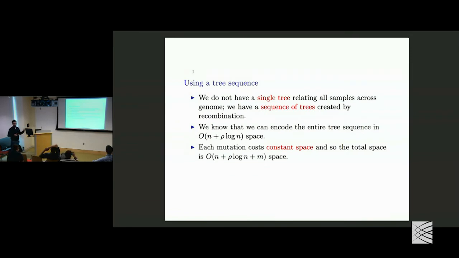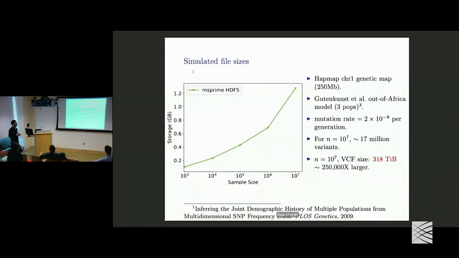Of course, we don't have a single tree. We've got a whole sequence of trees across the chromosome, as we were talking about a minute ago. But we know that we can encode the whole tree sequence in order n plus rho log n space. So therefore, the amount of space that we need to store the variant matrix for n mutations is n plus rho log n plus n. And this is still a huge difference to order n times n.